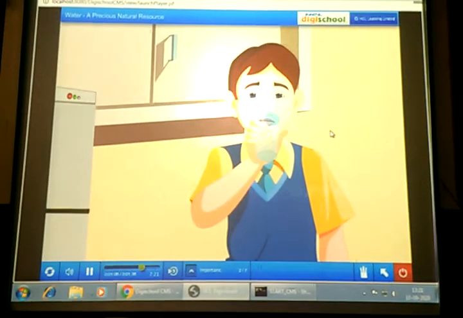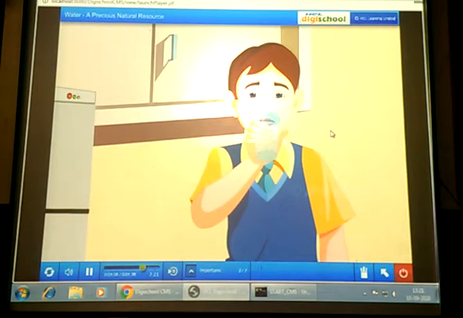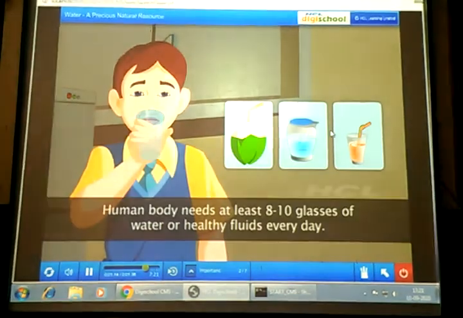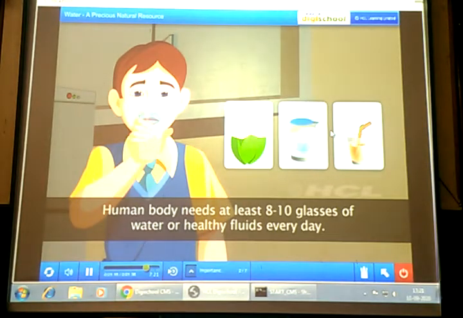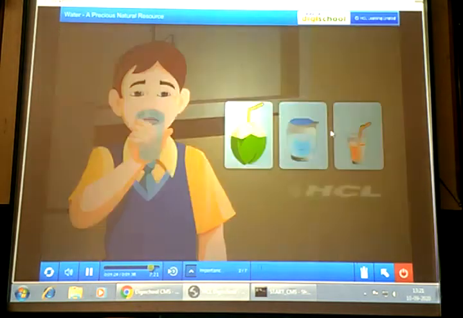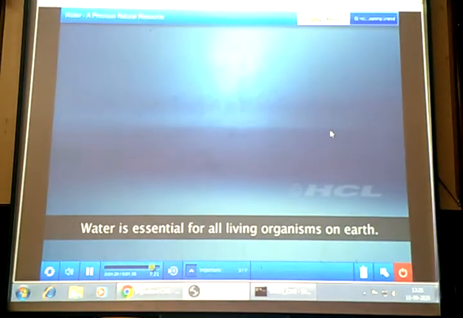The human body needs a regular intake of water to keep it hydrated and healthy. Therefore, it is necessary to drink at least 8 to 10 glasses of water or healthy fluids every day. Just like humans, water is essential for all living organisms on Earth.